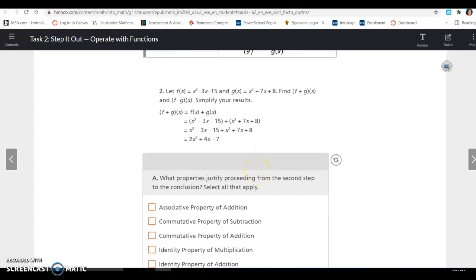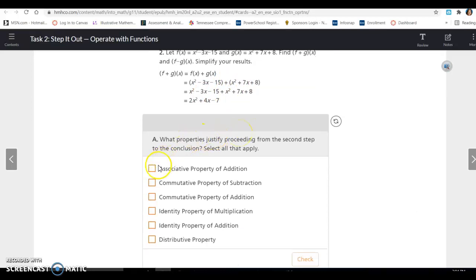All right, so it says let f of x and g of x be these 2 functions. Find f plus g and f minus g. Simplify your results. All right, so f plus g of x, it takes the 2 functions here, and we're going to combine those. Because we're adding or subtracting, you're not using distributive property, so we're going to use associative property and commutative property.